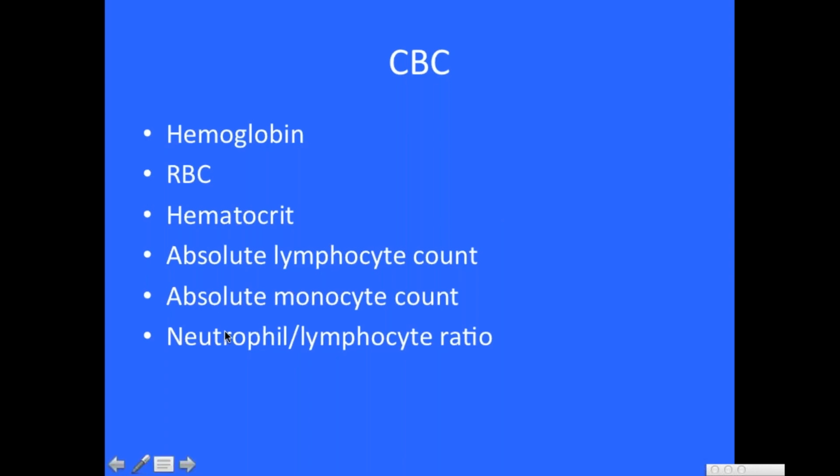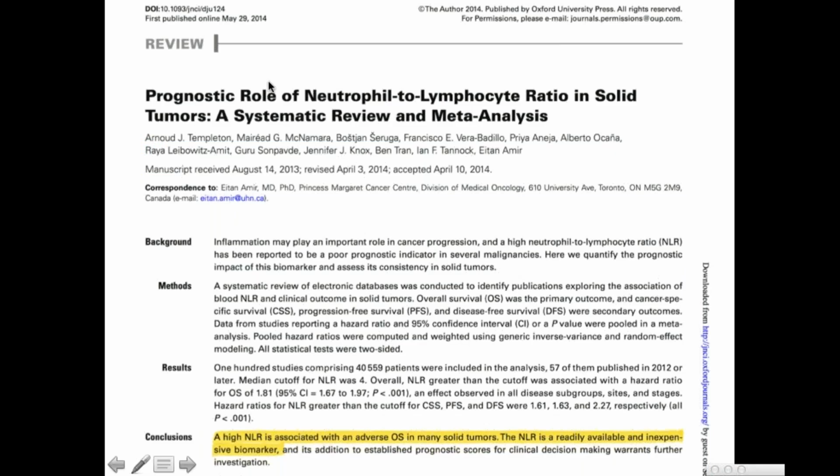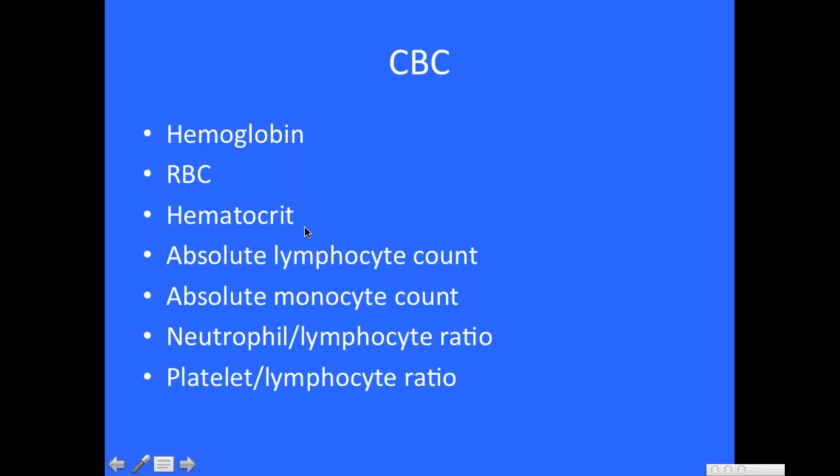Another one that I find most useful, probably the most useful of all, is the neutrophil lymphocyte ratio. It's probably the most reliable, more precise, more refined test, and I find it very useful. You can corroborate it with any other tumor markers and inflammatory markers. It's a really good one. So here you see it says prognostic role of neutrophil to lymphocyte ratio in solid tumors. A high neutrophil lymphocyte ratio is associated with an adverse overall survival in many solid tumors. The ratio is a readily available, independent and inexpensive biomarker. Oh, very, very cheap. That's true.